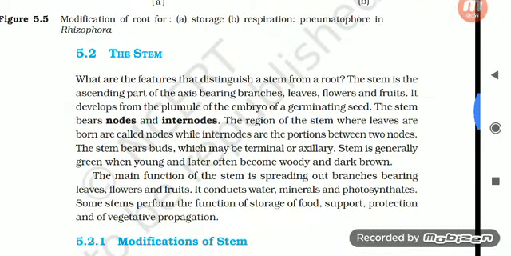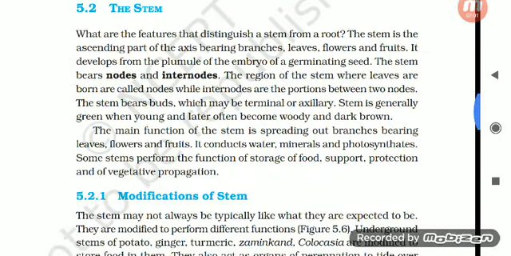5.2 The stem. What are the features that distinguish a stem from a root? The stem is the ascending part of the axis bearing branches, leaves, fruit, and flowers. It develops from the plumule of the embryo of a germinating seed. The stem bears nodes and internodes. The region of the stem where leaves are borne are called nodes, while internodes are the portions between two nodes.